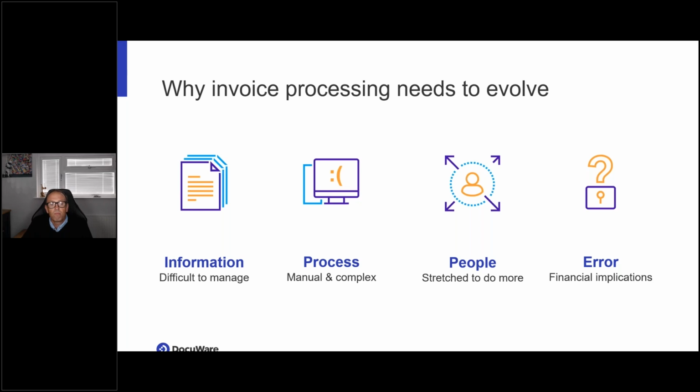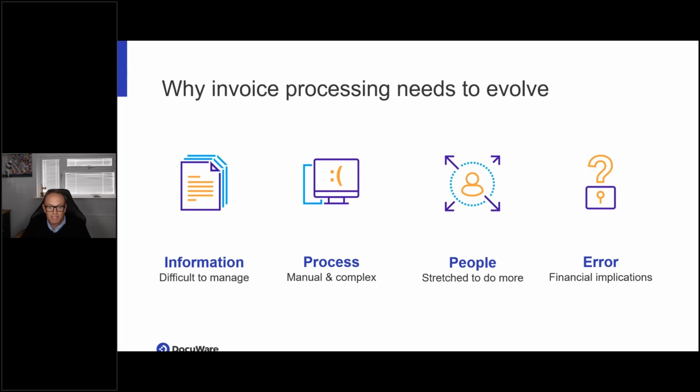Quite often, when there's manual information being input into systems and people are stretched to do more and spend more time on things that could be automated, we start to see errors. This might be duplicate invoices. This might be duplicate delivery notes. This might be purchase orders missing. And this goes back to adding more stress on the people actually doing the work.